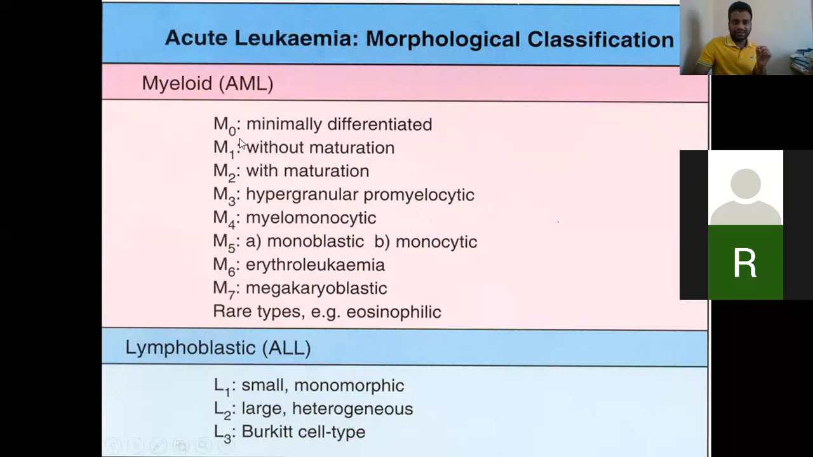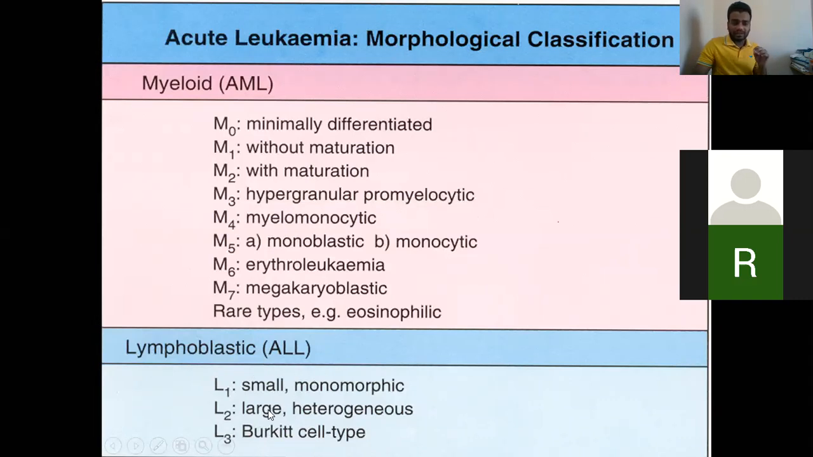It's like, if it is M0, I was telling you, differentiation and functionality of the cell: M0 means minimally differentiated. M1 means without maturation. M2 is with maturation. M3, hypergranular promyelocytic cells you'll see in the morphology. M4, myelomonocytic cells. M5, monoblastic or monocytic cells. M6, erythroleukemia. M7, megakaryocytic blasts. And in some rare times you may also see eosinophilia.